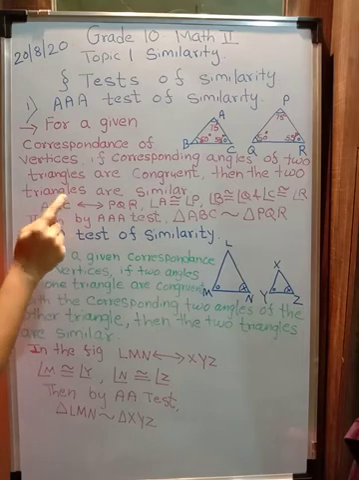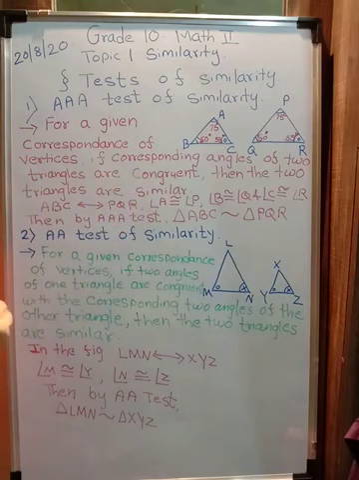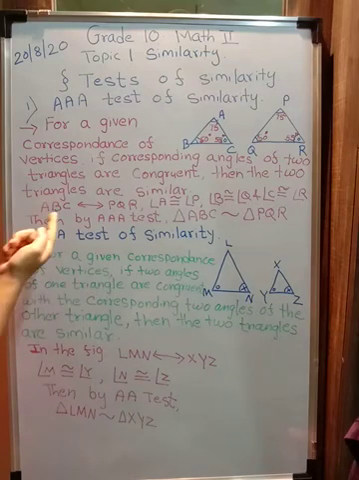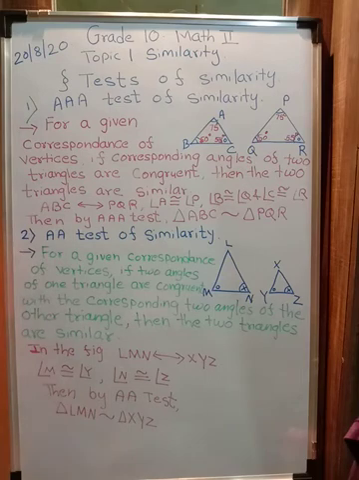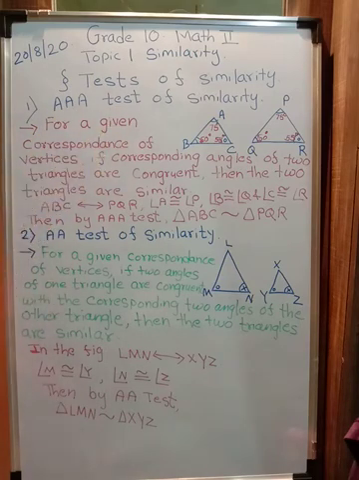If the corresponding angles of two triangles are congruent, congruent meaning having exactly the same measures, then the two triangles are similar. So this test is called the AAA test, in which all the three angles of both the triangles are considered at a time.